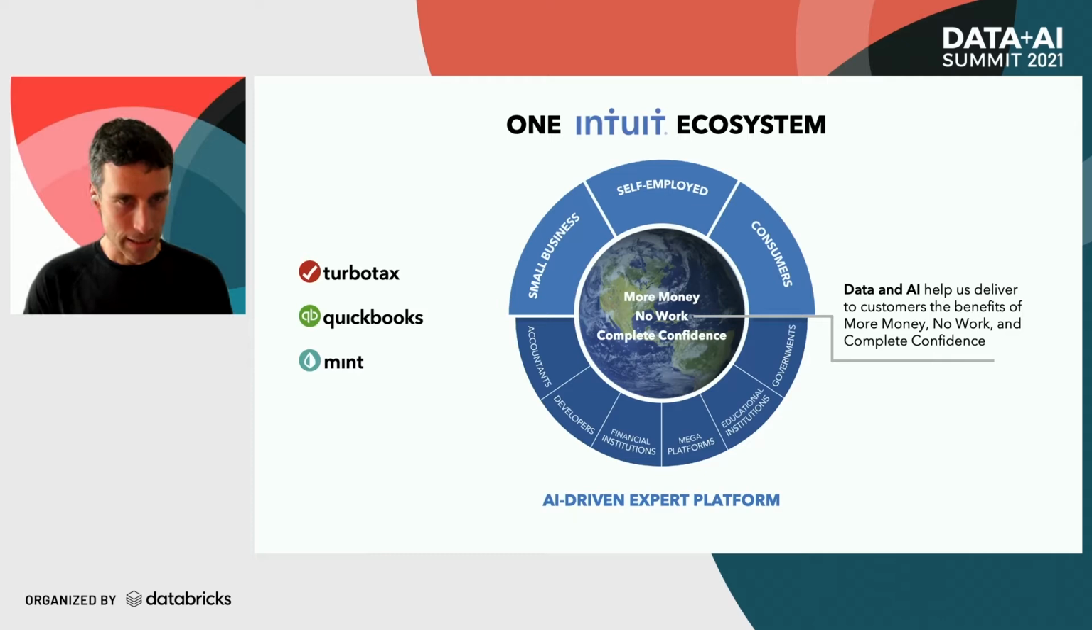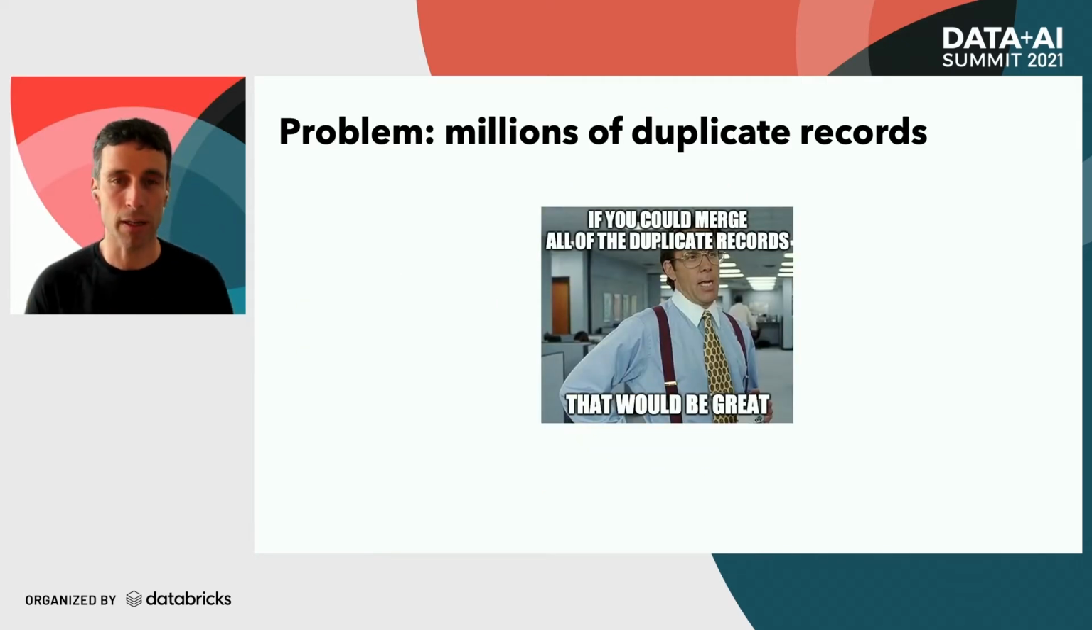And yet, there is a problem in our systems. We have millions of duplicate records, and we need to do something about it because it can cause problems in various parts of our business.